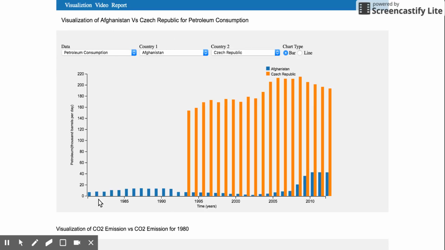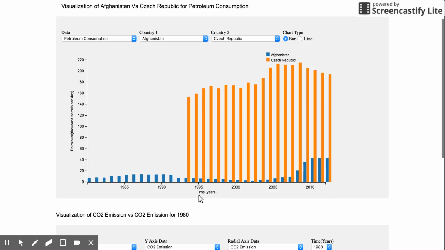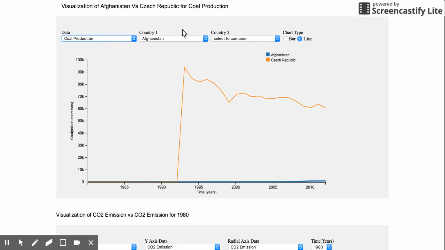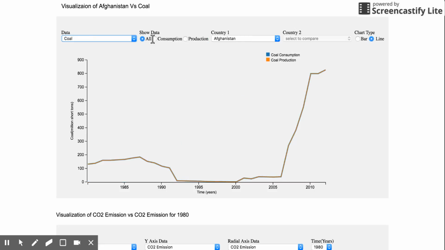Okay, this is about how we can see the trend of a particular energy type from the 1980s to 2010. We can see the time axis. These are all legends, and basically for one type of energy, you can compare two countries, and change the chart type, or else you can choose a particular type of energy and compare consumption and production.